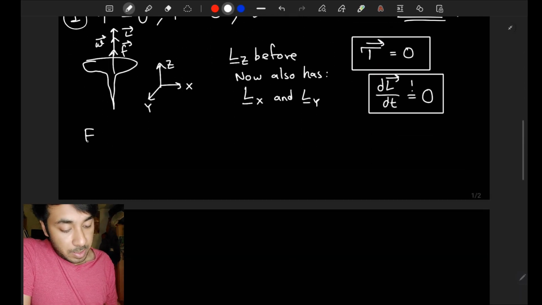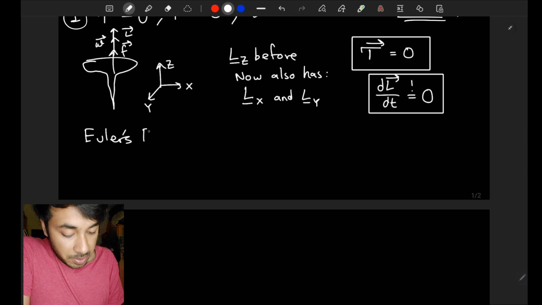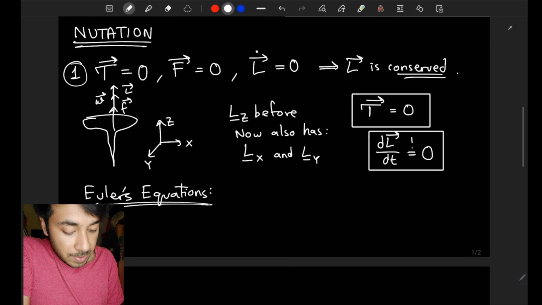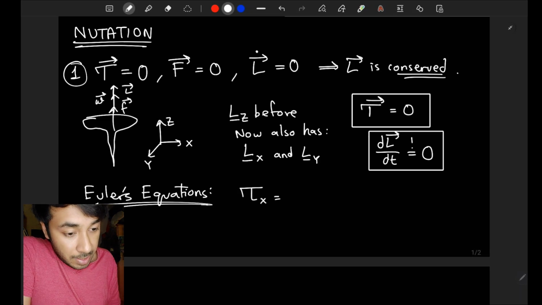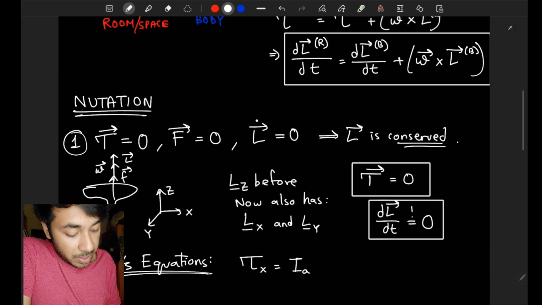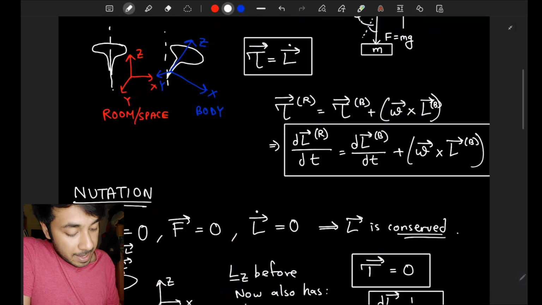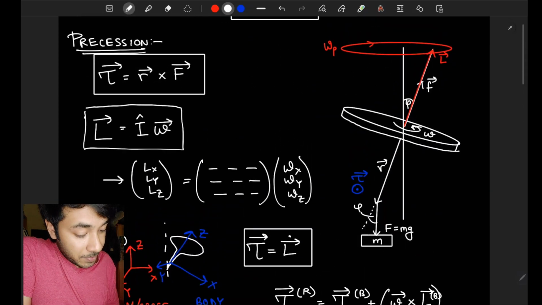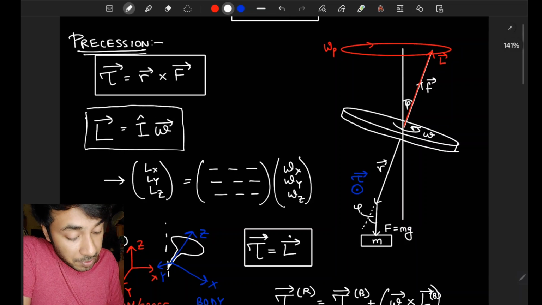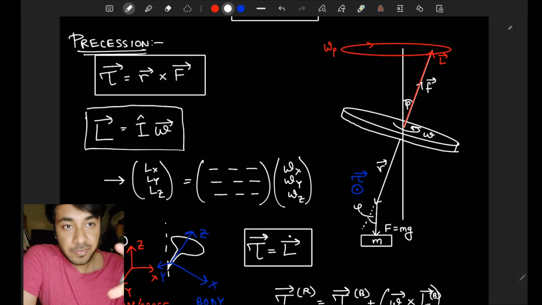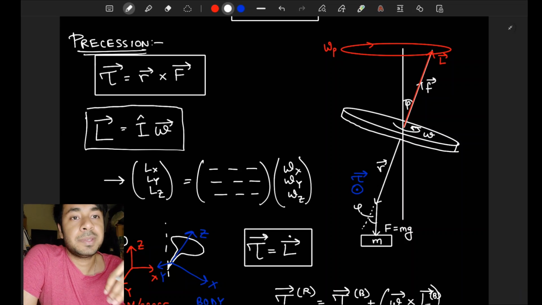So now let's go to Euler's equations. If we look at Euler's equations for the 3 coordinate axes, it will be Tx. So the torque in the x axis will be equal to, again, the I. I also forgot to introduce the I, because this was the moment of inertia. It also has its own eigenvalues. So the eigenvalues of I are basically the symmetry axes of a body.